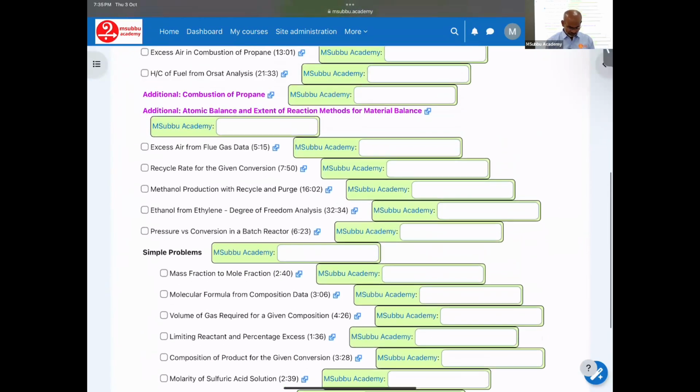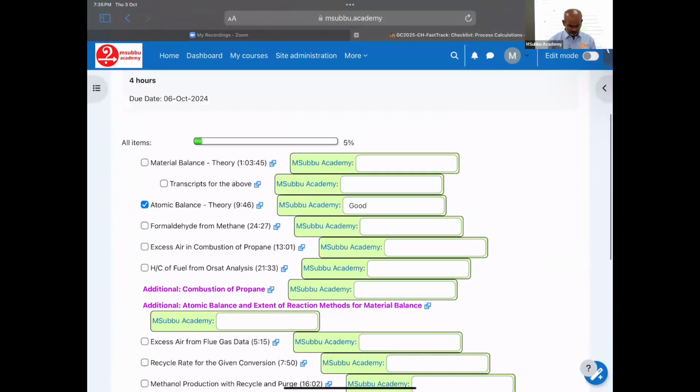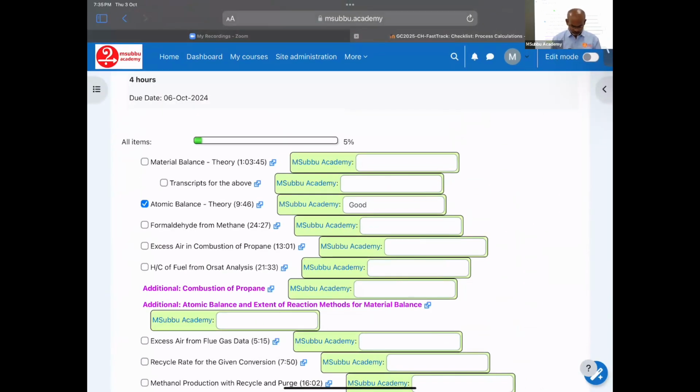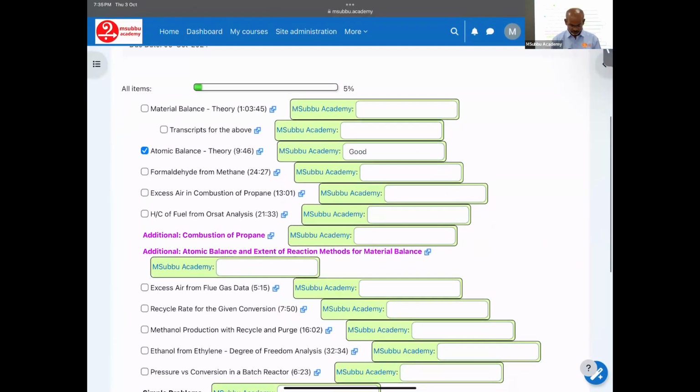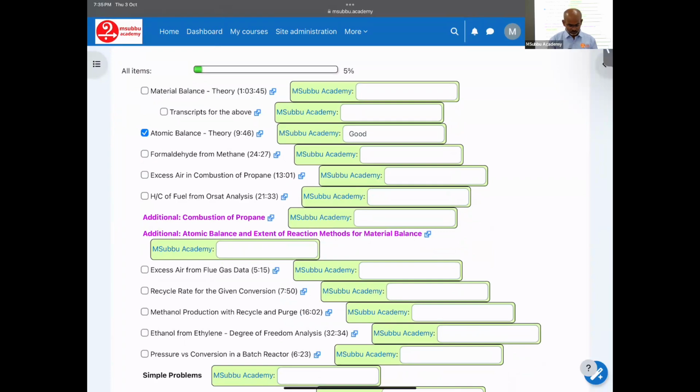Here again, I will list what I am going to cover. Maybe that alone I will put in a different color. And some content is additional. For example, this pink color, what is appearing, combustion of propane. These are all additional material for you to read through. That way I will color code, and what I am going to cover, that also I will give.